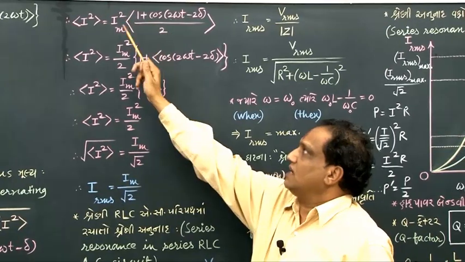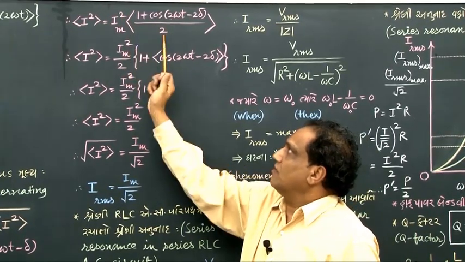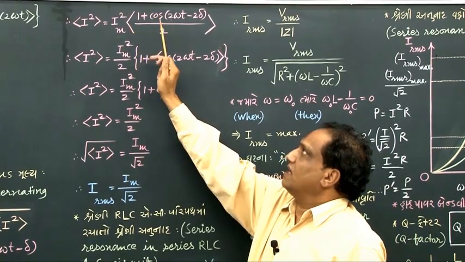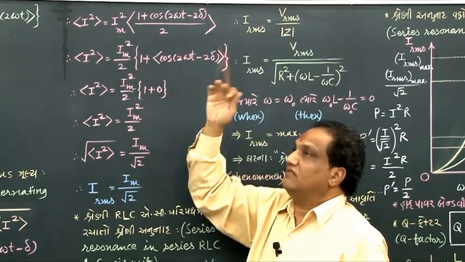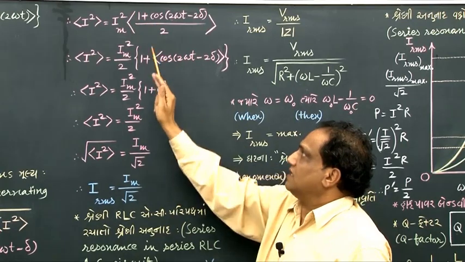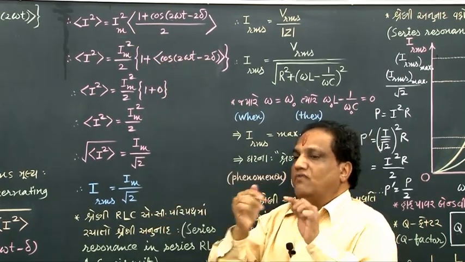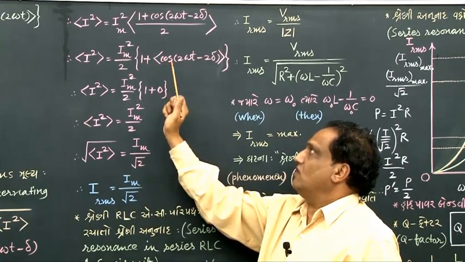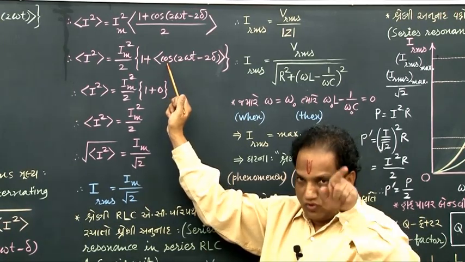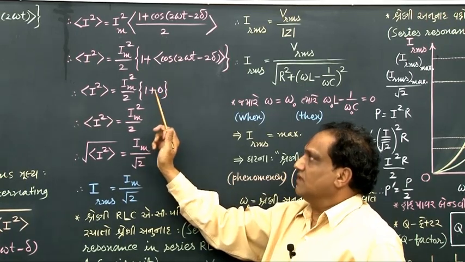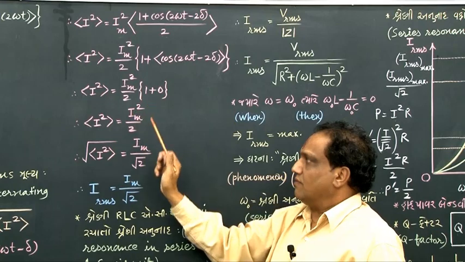Now take this 2 with Im square, so it is Im square upon 2, with 1 inside the bracket. The average should be taken for the part which changes with time. 1 is constant, but over one periodic time, the average value of the cosine function is 0. So 0 plus 1 is 1, and 1 into this is Im square upon 2.